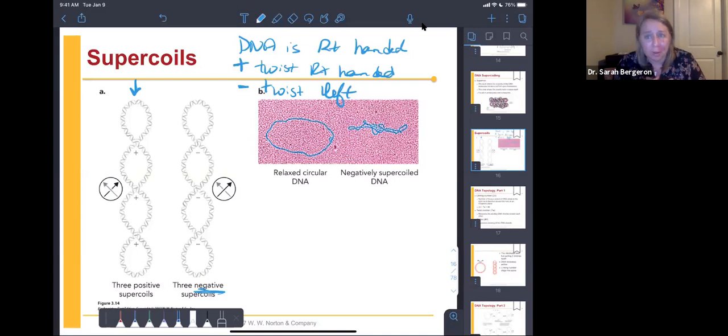But I'm not going to show you a picture of DNA and say, is this a positive supercoil or is this a negative supercoil? I'm not going to do that to you. You have to understand it, but you don't have to look at a picture, because how do you tell that? You can't really tell that.